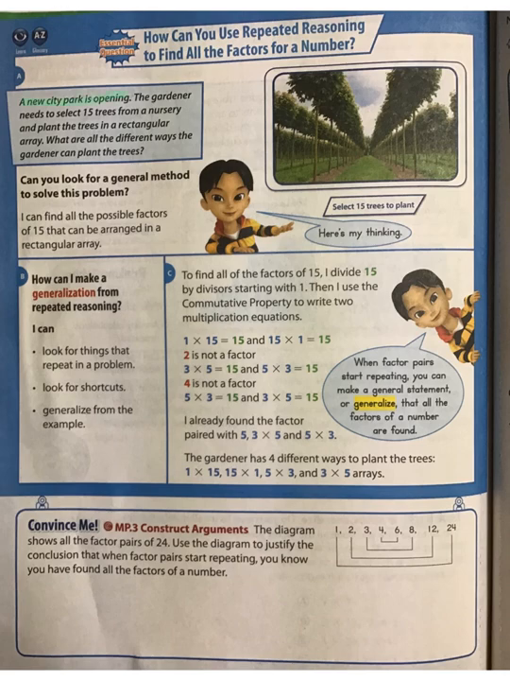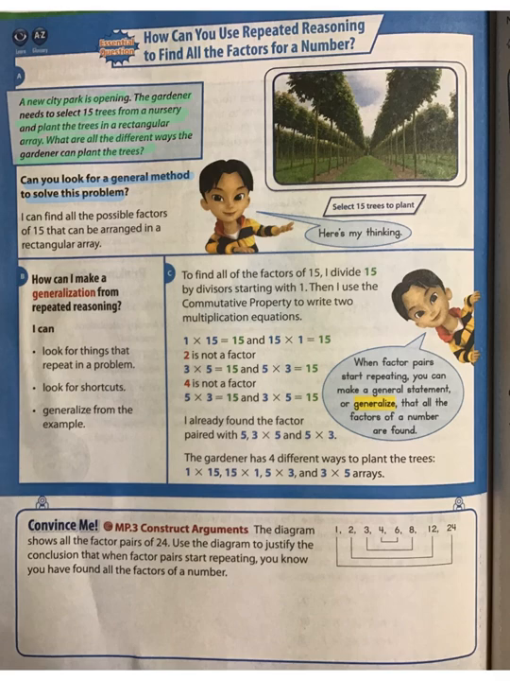A city park is opening. The gardener needs to select 15 trees from a nursery and plant the trees in a rectangular array. We want to know what are all the different ways the gardener can plant the trees. So, can you look for a general method to solve this problem?